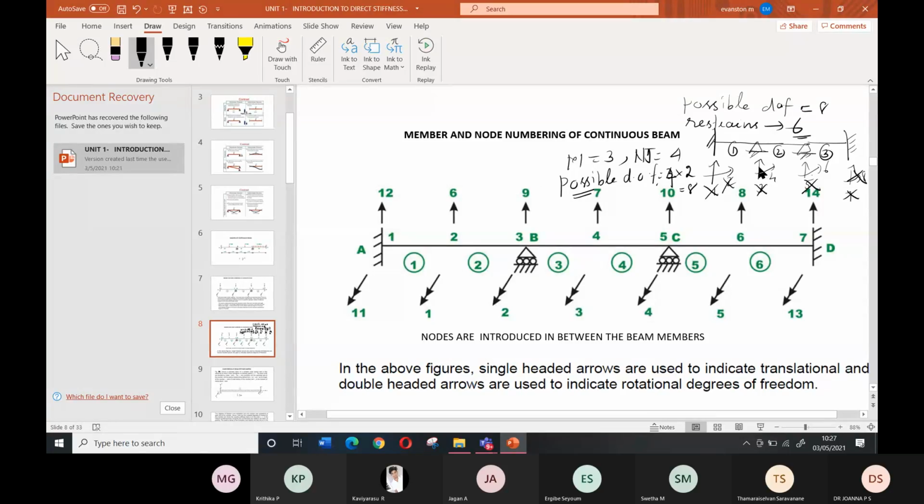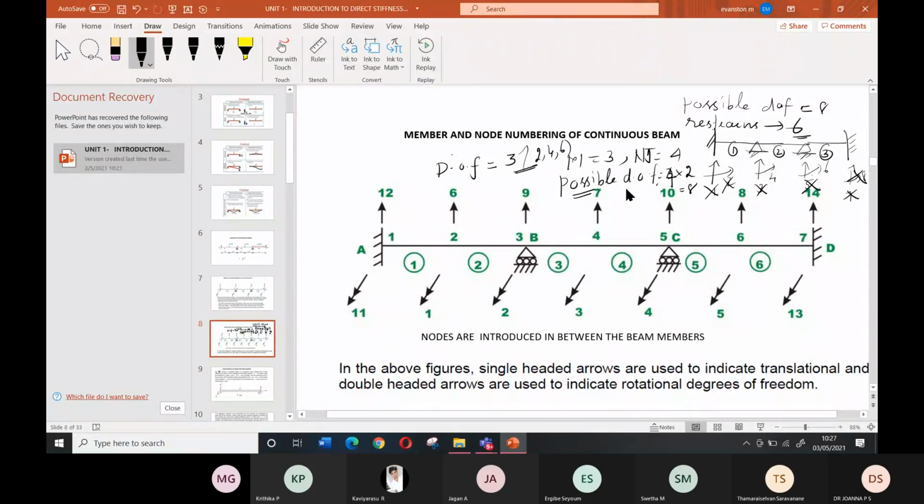And what is the degree of freedom available for this structure? Rotation, this rotation, this rotation, that's all. So the degree of freedom for this structure is 3. That is 2, 4 and 6. Degree of freedom possible is 6.